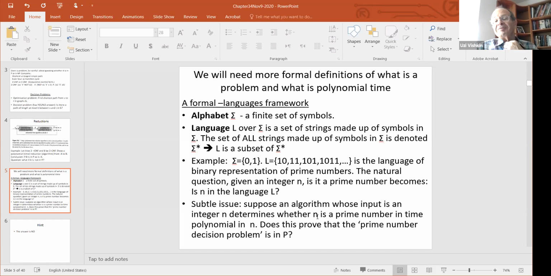And here's the question. You gave me a number n. I gave you an algorithm that runs in time polynomial in n. Have I established that the prime number decision problem, which is what I solved for you, is in P? Because I gave you a polynomial time algorithm, an algorithm which is polynomial time in n. Is the question clear? So what is the answer? Have I established that it's in P or not?